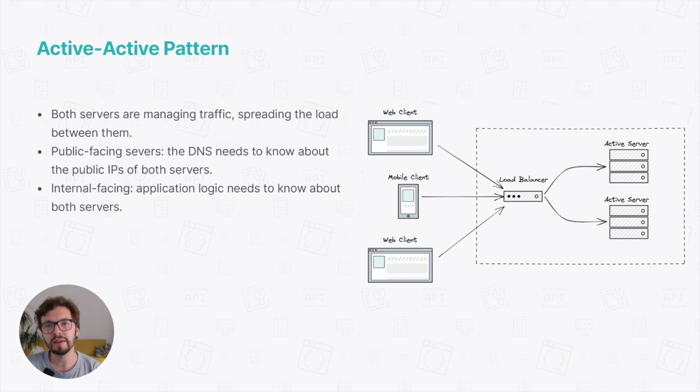You simply use a load balancer by default to route the incoming requests to all your available servers. And this might look familiar if you already have watched my video on scalability. And the big benefit of this pattern is that you don't have downtime when one of those servers goes down, as the other server can instantly take over the traffic.